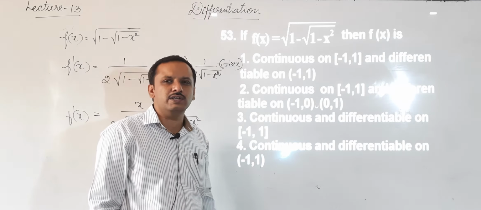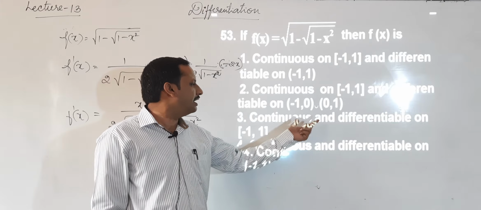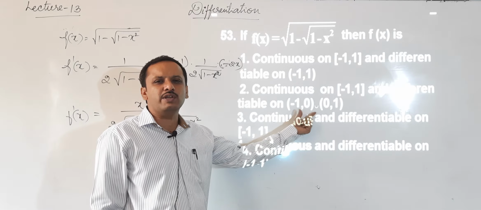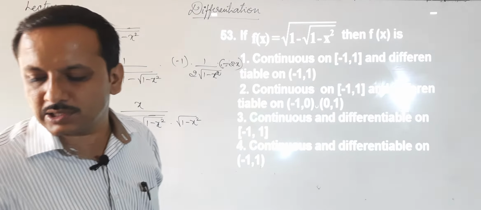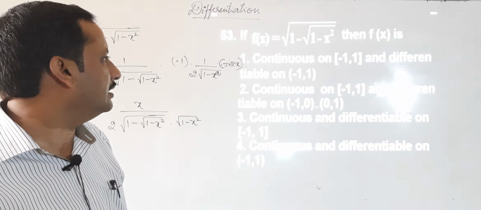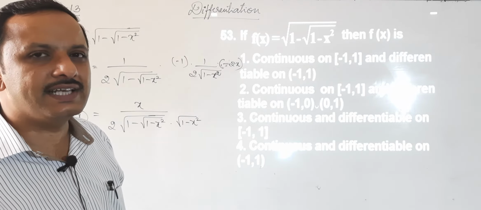Observe that it is continuous on closed interval minus 1 to 1 and differentiable in the interval minus 1 to 0, union 0 to 1. That means 0 is excluded in that interval. So, second option is the right answer.